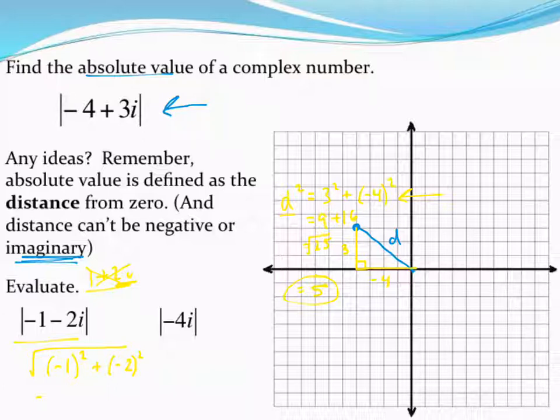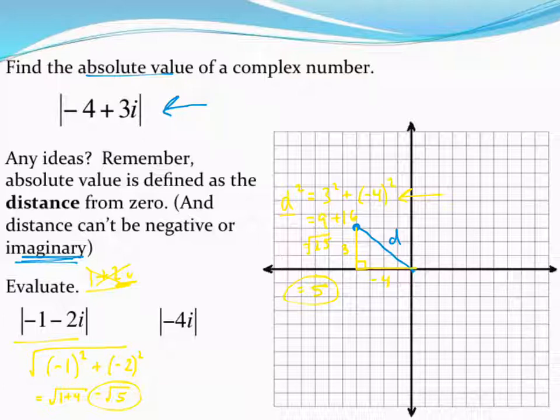So simplifying this to find the absolute value, -1 times itself is positive 1. That's why those parentheses are so important. -2 times itself is 4. 1 plus 4 gets me 5. I end up with the square root of 5 for the distance. Now, distance can be irrational. That's fine. But it's not negative. It's not imaginary. And I don't want decimals for these. I just want the square root of 5.